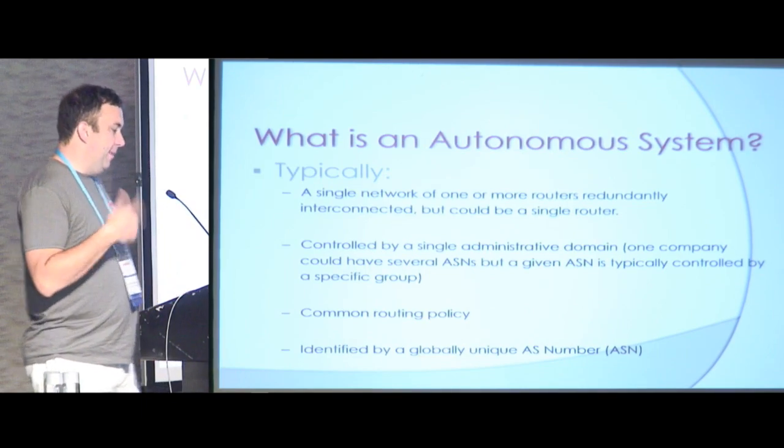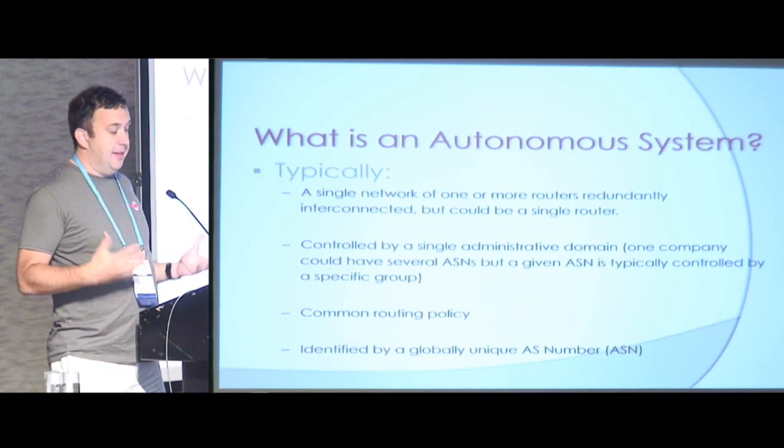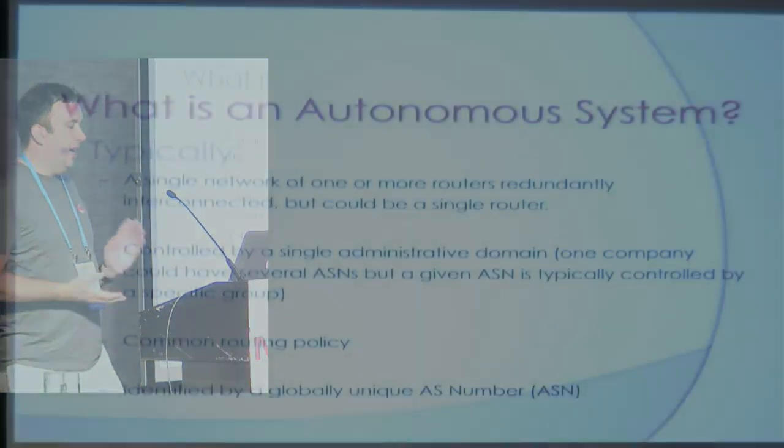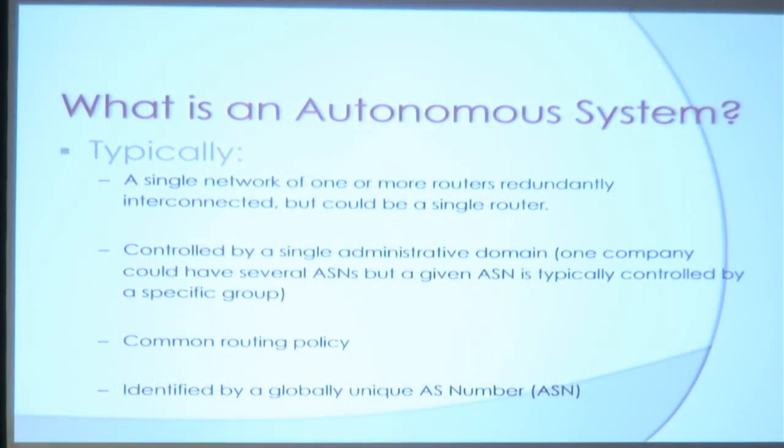But before we get to that, an autonomous system is typically a single network, and it could be one router, it could be hundreds or thousands of routers. But more importantly, it's controlled by a single administrative domain. That's really where this definition comes in. It's all connected together in one infrastructure, and it's one administrative domain. That could be lots of people, but they're all working to the same policy.